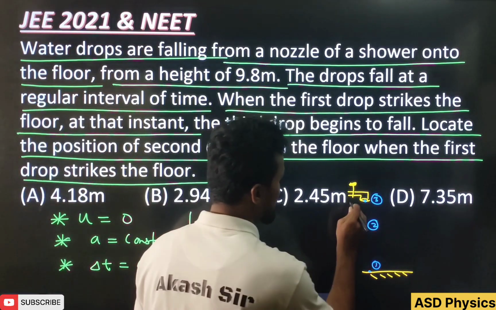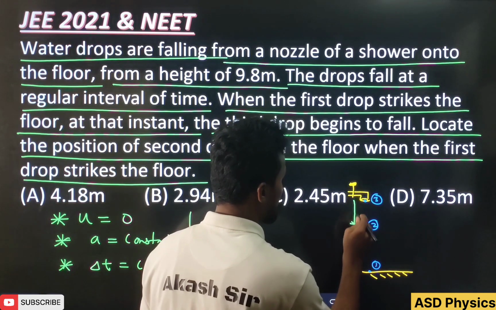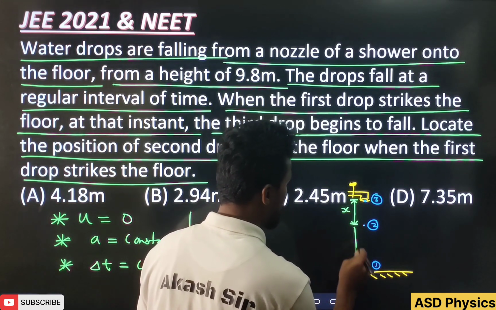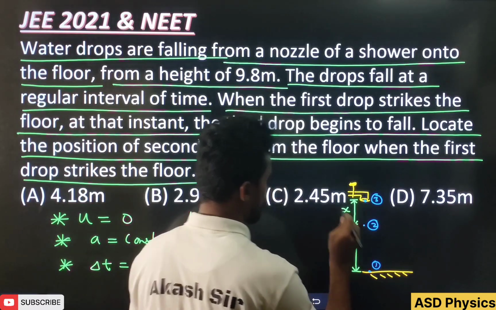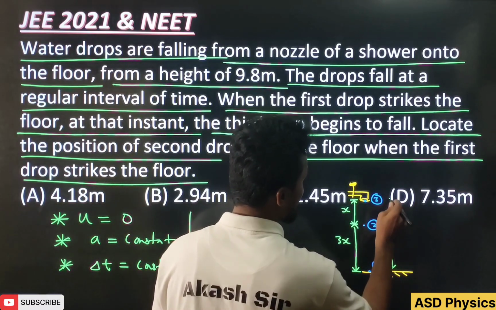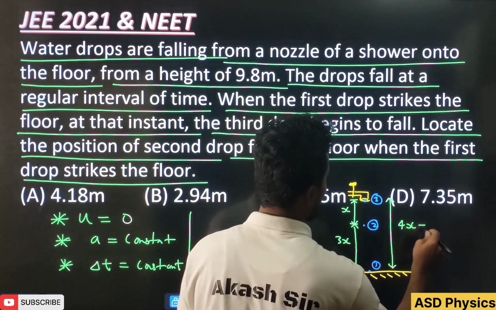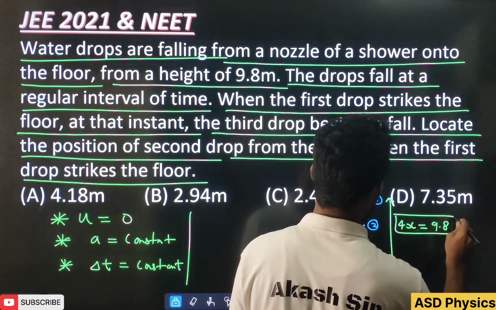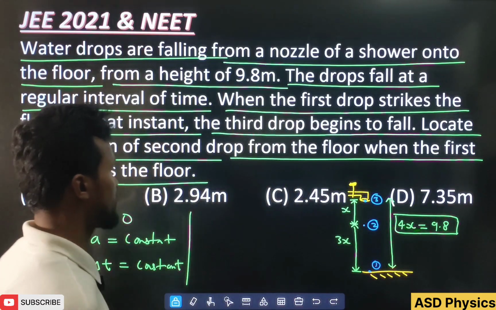So here also we use Galileo's law of odd numbers. This one I will take as x, so automatically this will become 3x, since speed is increasing. That means the total is 4x, and the distance given is 9.8 meters. So you know very well 4x is 9.8 meter.